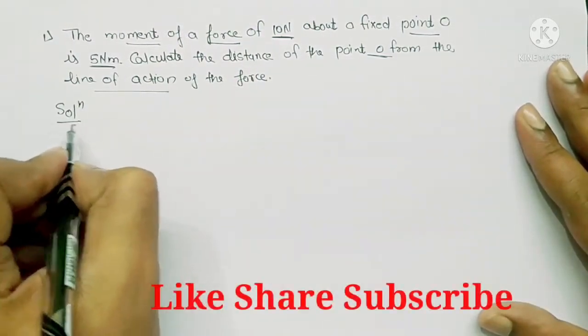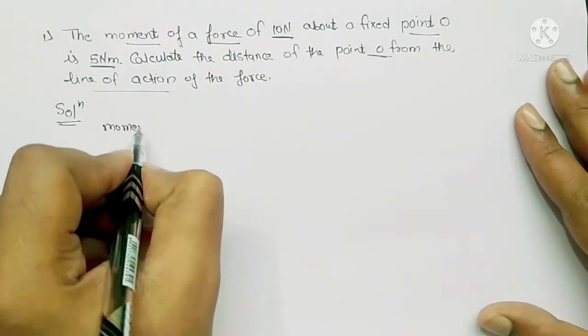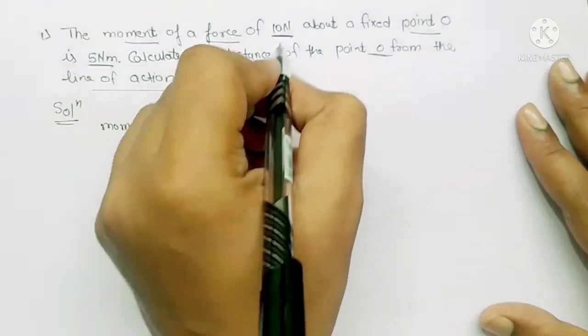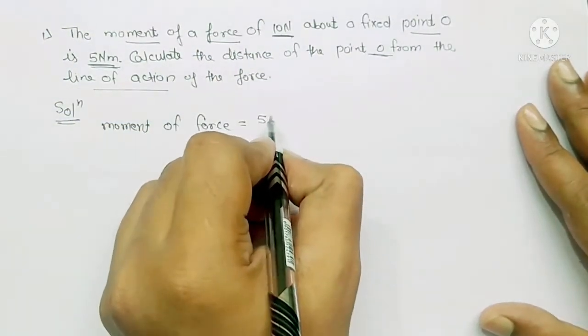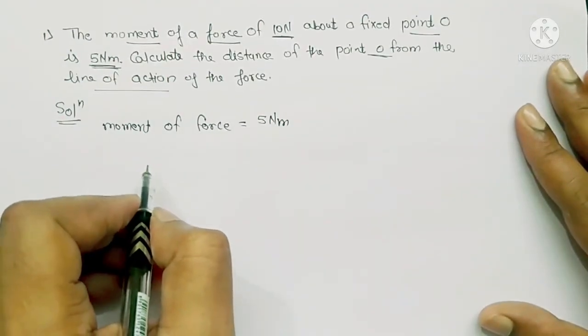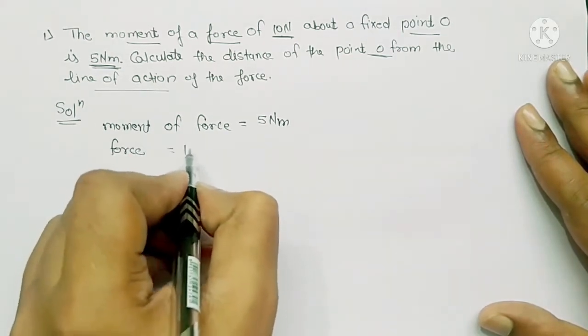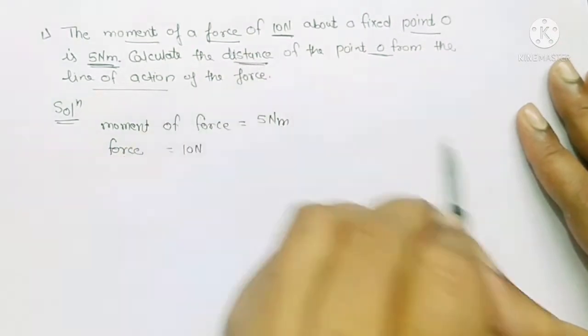See, first write down the data. The moment of force is 5 Newton meter. This is not 10 Newton. The unit of moment of force is Newton meter, so from there you can identify the moment of force. Now the second is what? Force is given as 10 Newton. And what is asked? Calculate the distance.